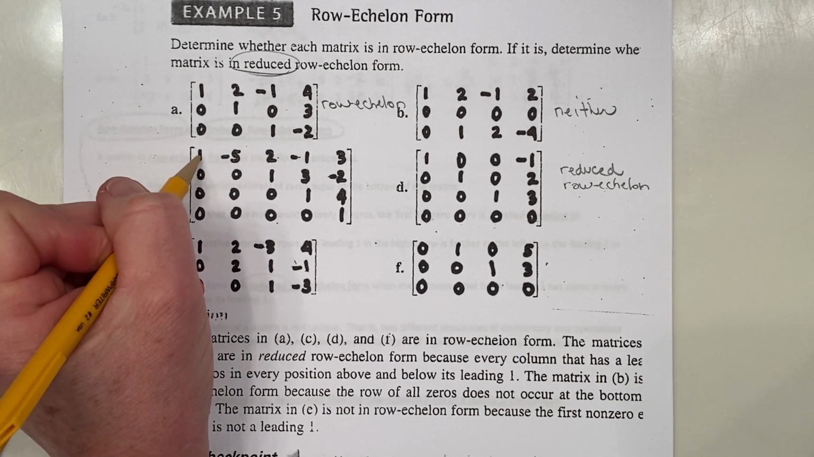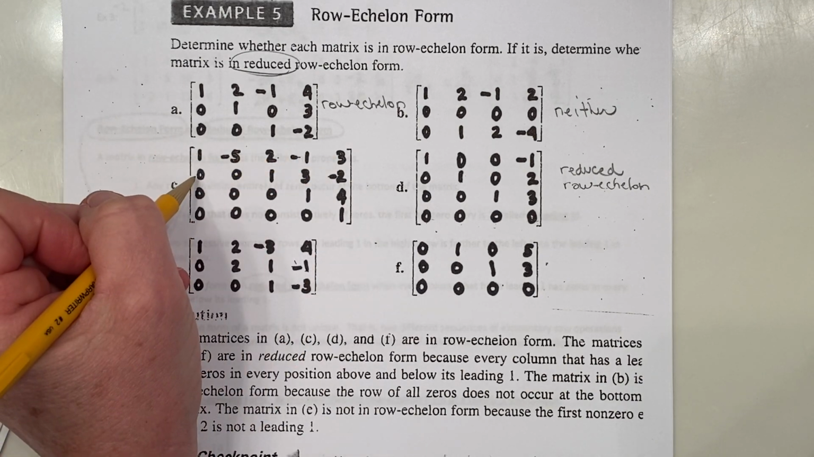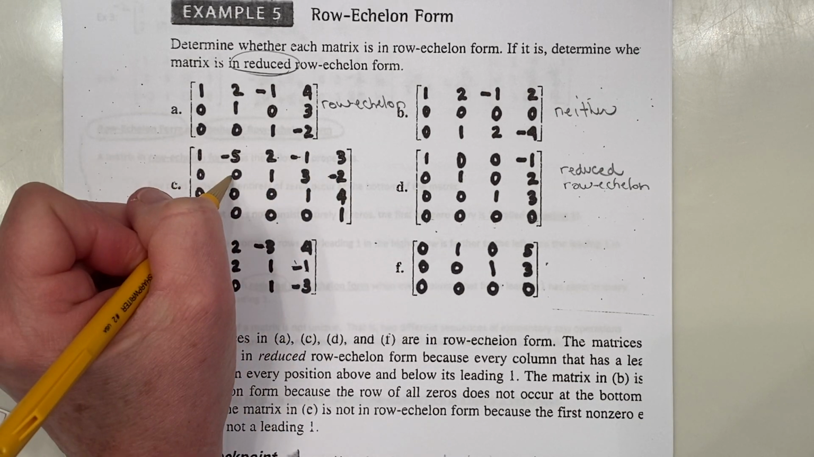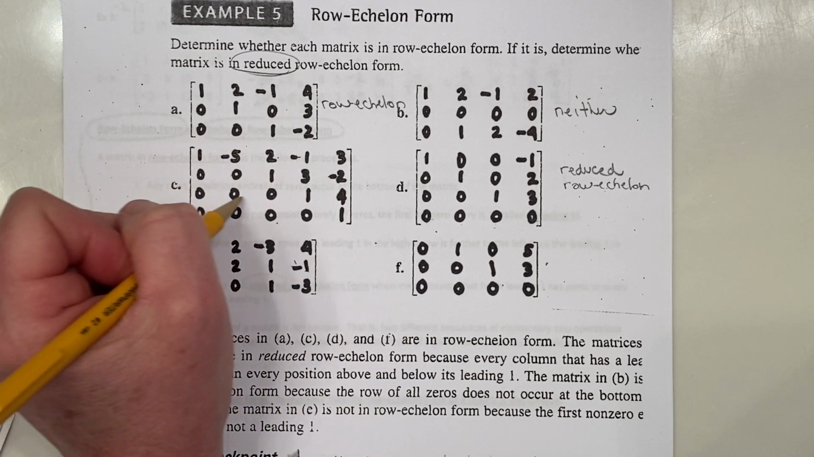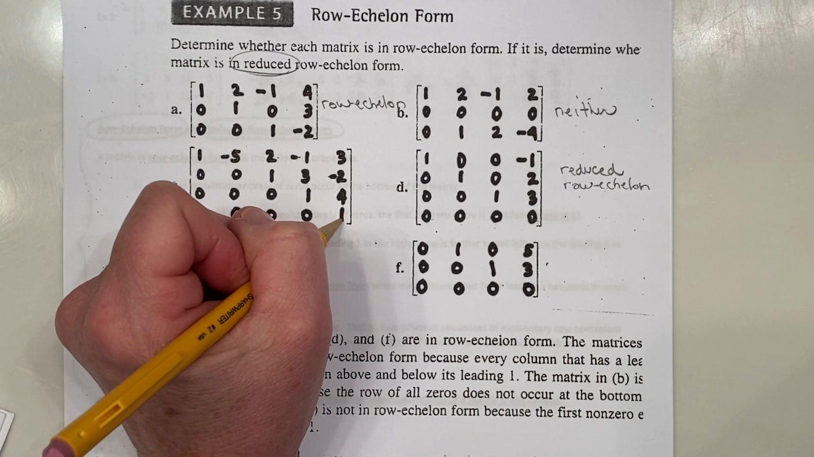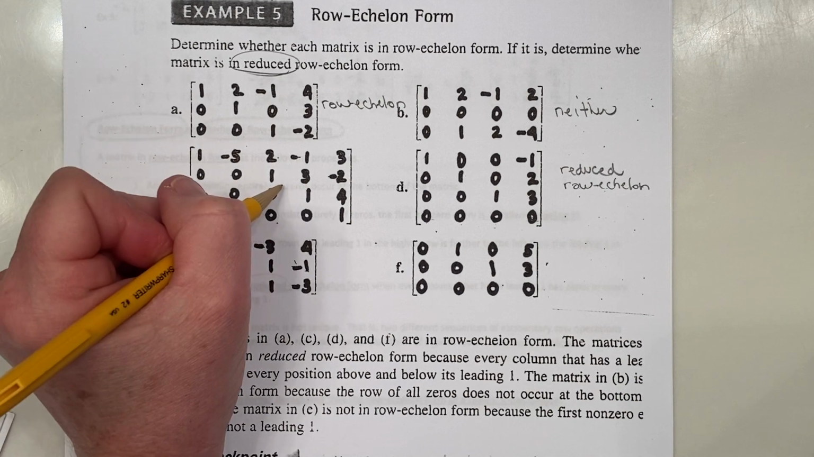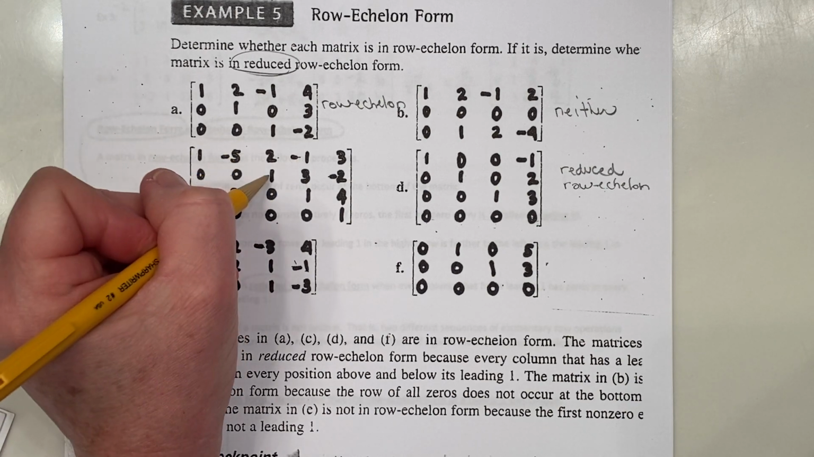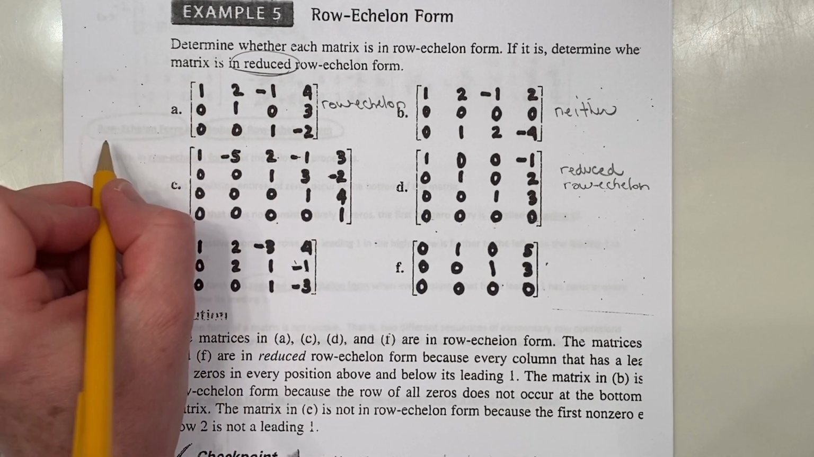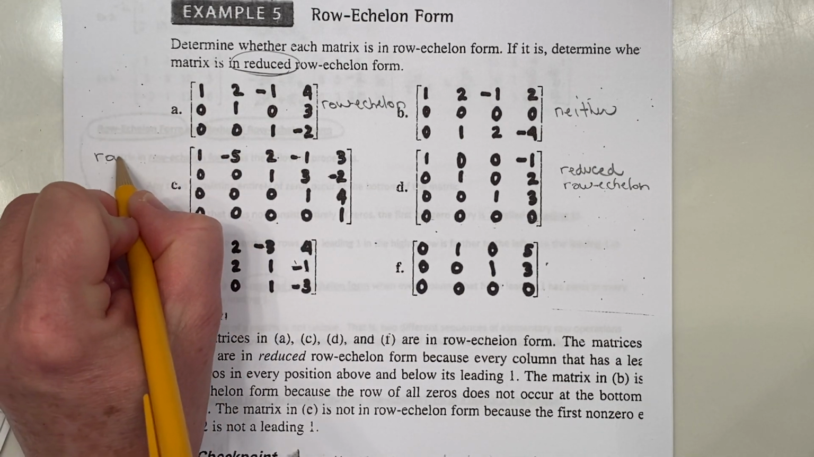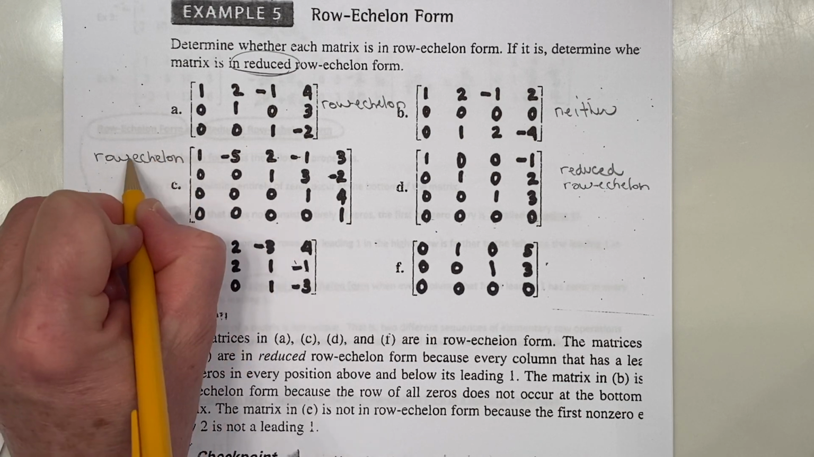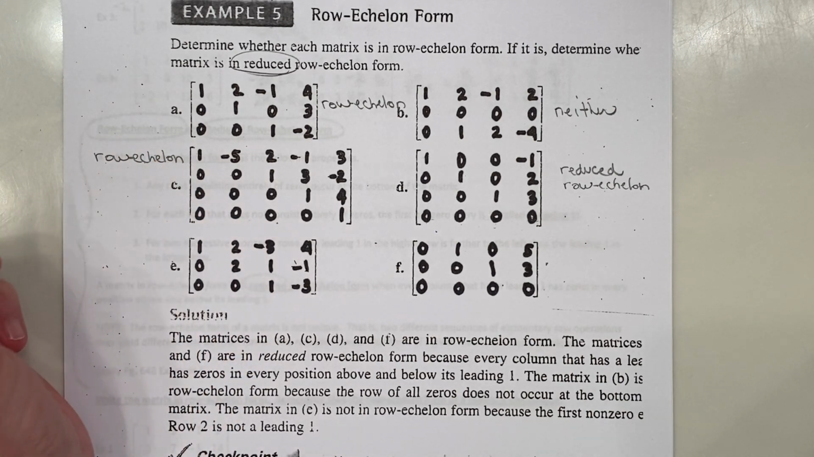Okay, so let's look at where we are. C? All right, I have a 1 that leads off this row. I have a 1 that leads off this row. It's okay that I skipped a spot here. The first non-zero entry is a 1. First non-zero entry is a 1. This is row echelon. But when I look at this 1 and I look above it, I don't have a 0. So this is just row echelon. Sometimes I see a dash here, sometimes not.